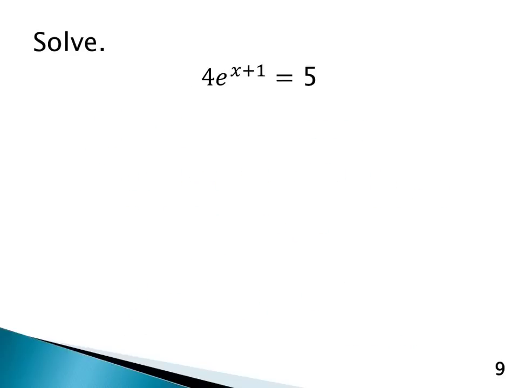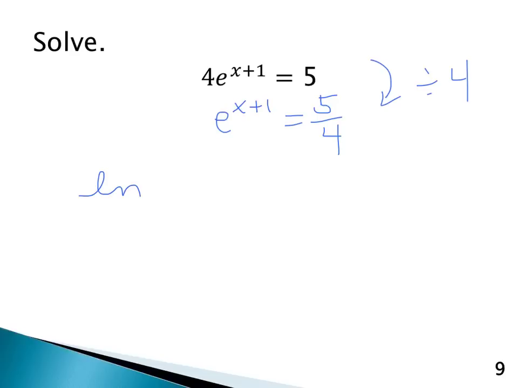Here's another one. If you can, go ahead and convert that to logarithmic form. I think the issue some of you may have is this 4 sitting here. Let's go ahead and divide both sides by 4. And that gives us e to the x plus 1 equals 5 over 4. We do this so that we can get the e by itself. This is going to allow us to convert to logarithmic form, and it's going to be the natural logarithm.